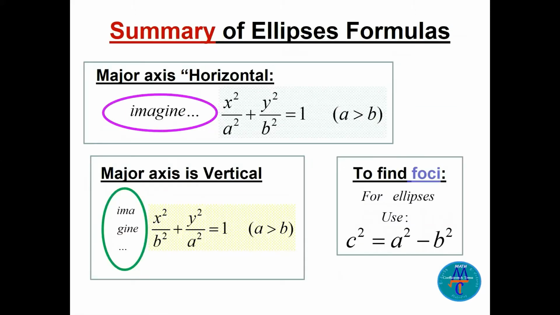Now this is the summary. On one slide, if the major axis is horizontal, the bigger number is under the x, and you can imagine the ellipse will be horizontal. Always A is greater than B in both cases. If you see the bigger number under the y, then you can imagine the ellipse to be vertical. Always in the ellipse, you can use C squared is equal to A squared minus B squared. Take A squared and B squared from here, then you can find the foci.